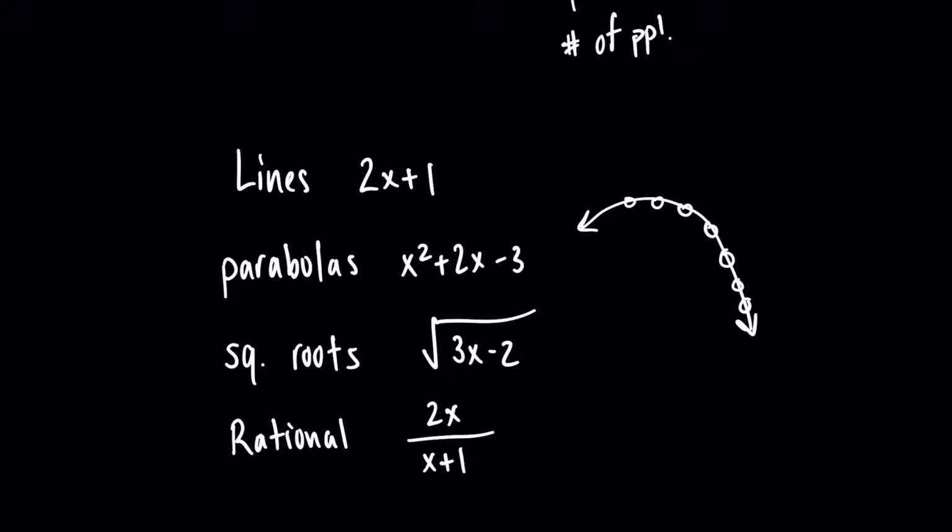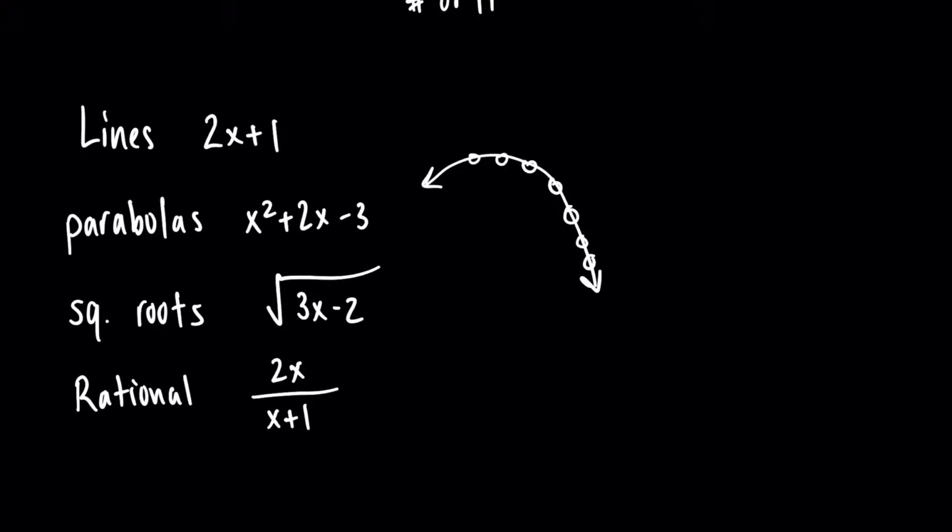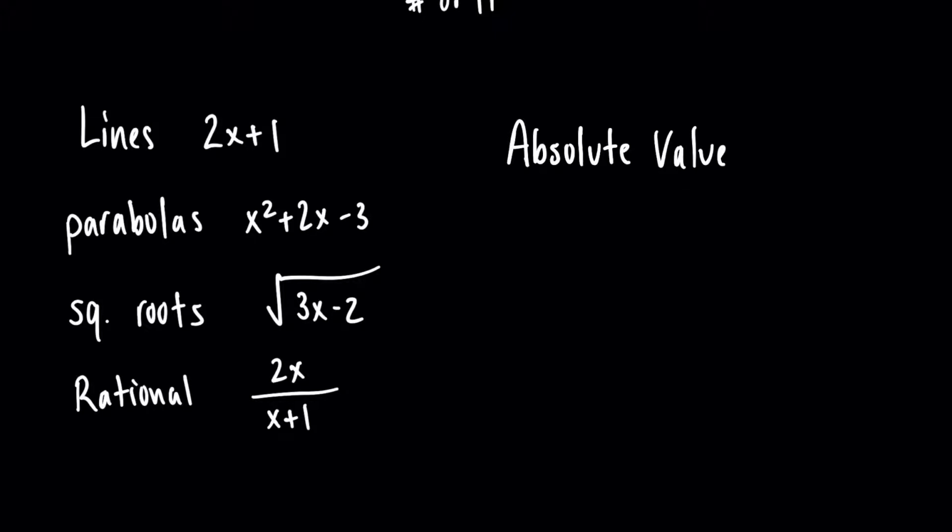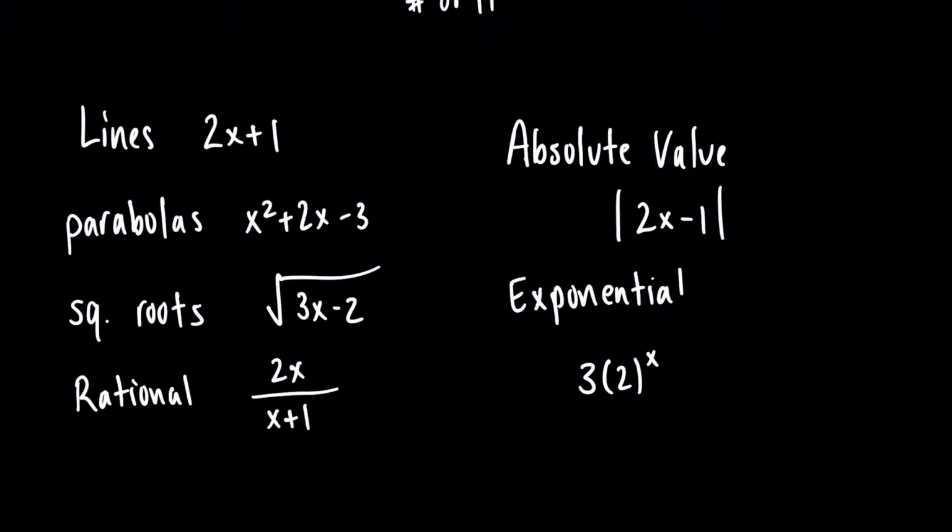You guys are also probably somewhat familiar with absolute value functions, which look like this. So the absolute value of 2x minus 1, stuff like that. And we're also going to deal with exponential functions. So things that grow exponentially. So you might have something like 3 times 2 to the x.